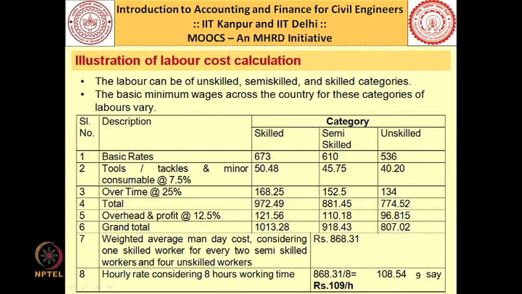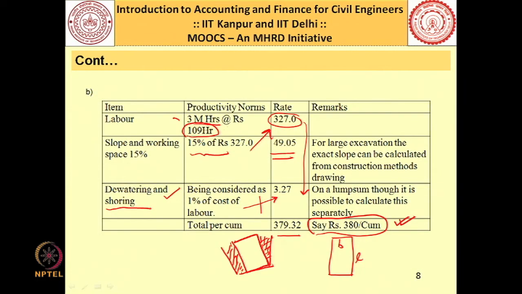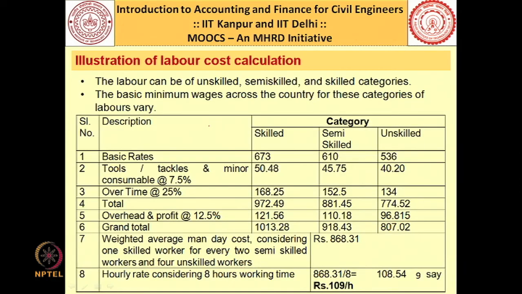Now, I will show you how I got this 109. In all our calculation, you remember I used this 109 as hourly wage. For doing this, normally we calculate the weighted average of various labors and the cost that I am incurring on that. So, if you consider the Delhi rates, daily wages for a skilled worker is currently about 673, for a semi skilled worker it is about 610, and for unskilled worker the basic rate is about 536.